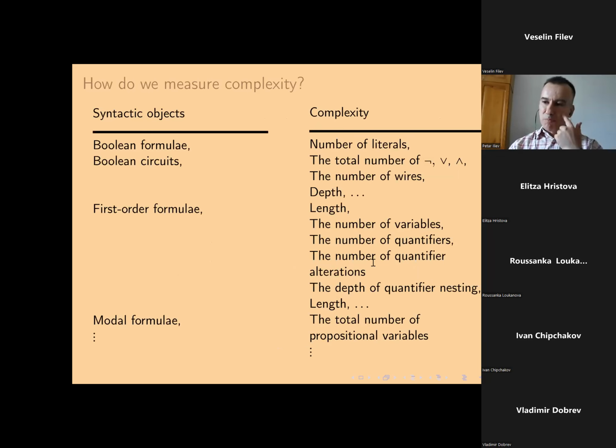So now, how do we measure complexity, actually? Well, it depends on the subject at hand, on the problem at hand. If we're talking about Boolean formulae, usually what we count as complexity is the number of literals in the Boolean formula or the depth of the formula. If we're talking about Boolean circuits, what we're usually interested in is the total number of gates, usually negations, disjunctions, and conjunctions, or the number of wires, or the depth of the circuit. If we're talking about first order formulae, what we usually mean by complexity is the length of the formula, the number of variables in the formula, the number of quantifiers, the number of quantifier alternations, the depth of quantifier nesting, and so on and so forth. And similarly for modal formulae, and so on and so forth again.